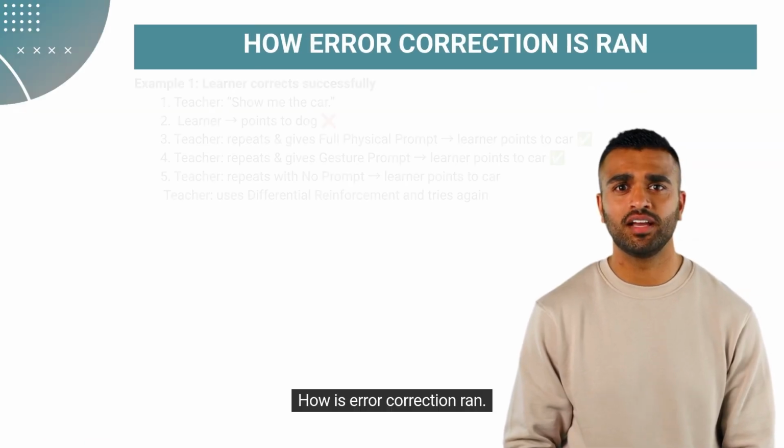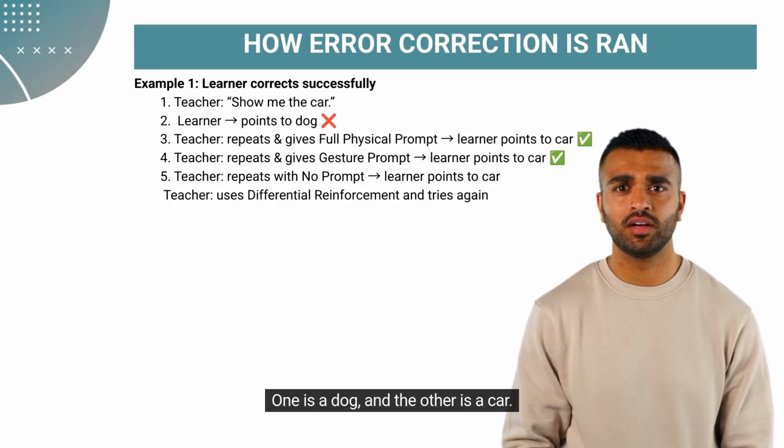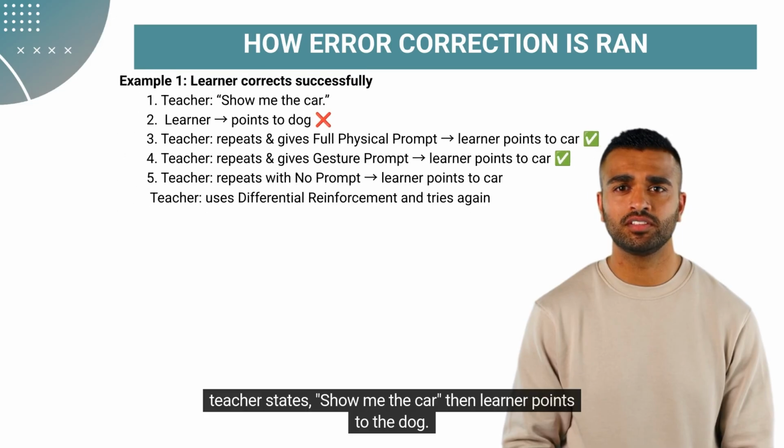How is error correction run? Example 1: the teacher has two toys in front of the client, one is a dog and the other is a car. The teacher states, "Show me the car," and the learner points to the dog.